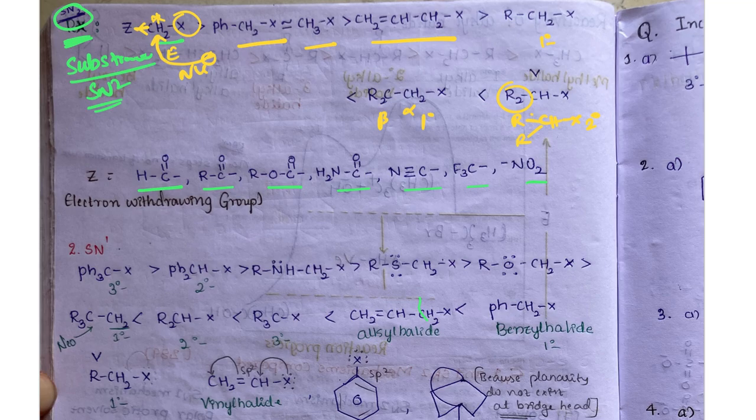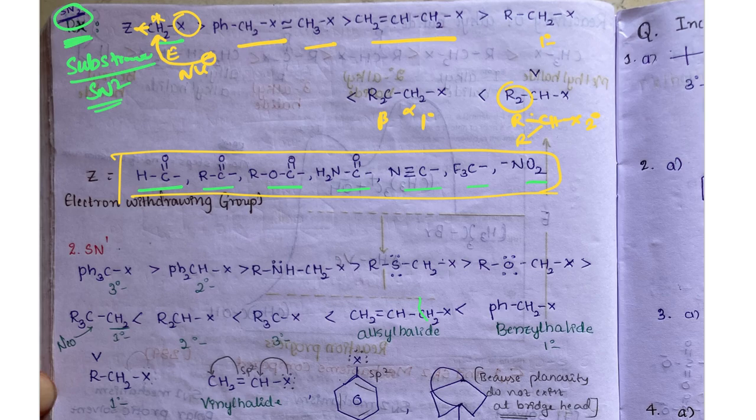Totally least reactive. So in the reactivity of the substrate, first of all the carbon should have a more electrophilic nature. In case that is not there, a less hindered group is required. This is the main criterion for the SN2 reaction. But keep in mind you have to remember these groups, then only will you analyze which is more reactive and which is less reactive. Concentrate, these are the electron withdrawing groups.